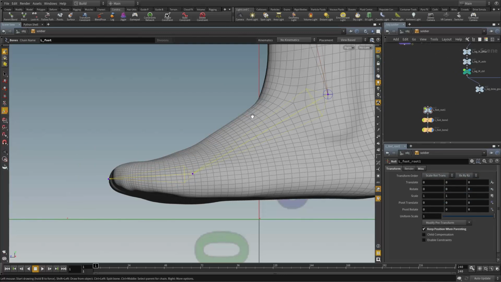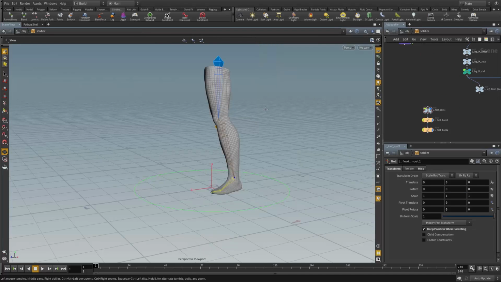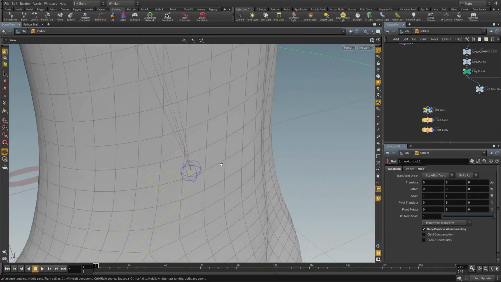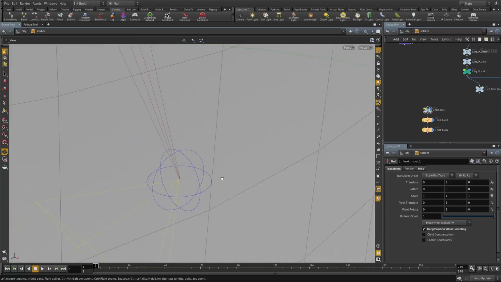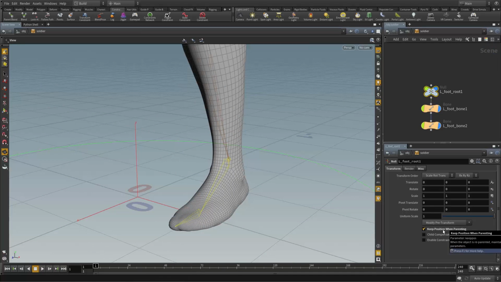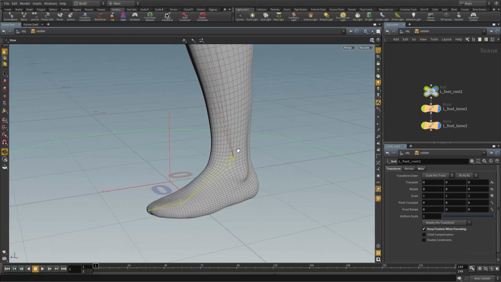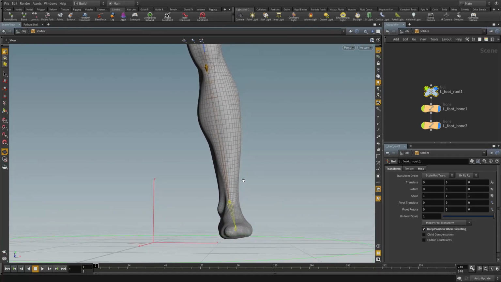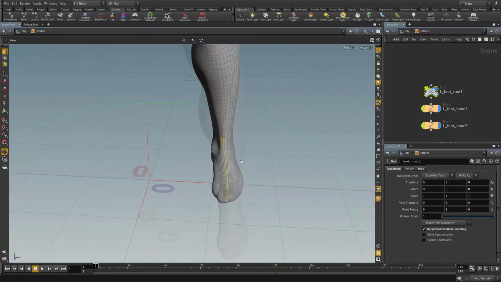Our new nodes, escape out of the bones tool, back into a perspective view. And it looks like we got this almost exactly right. So I could leave this here, or I could take this bone, left foot root 1, turn off keep position when parenting, and move it to the tip of that bone. But I think I got it pretty close, so I'm going to leave it the way that it is.